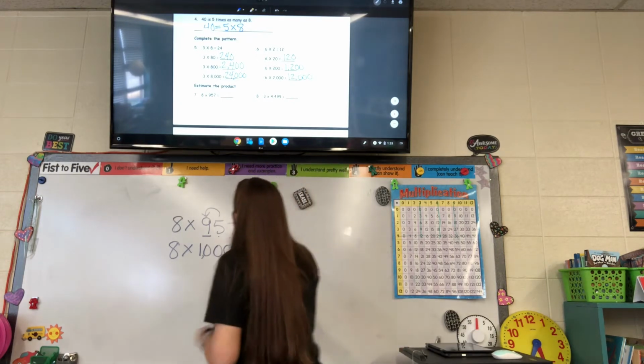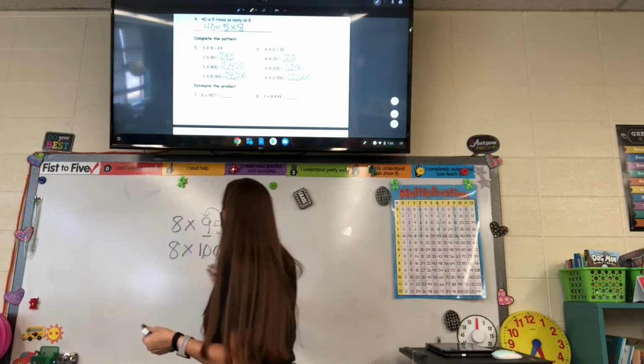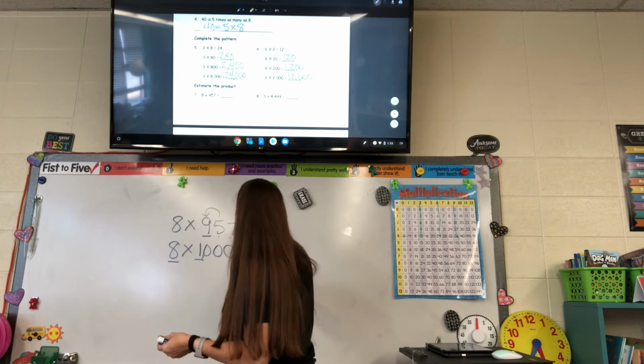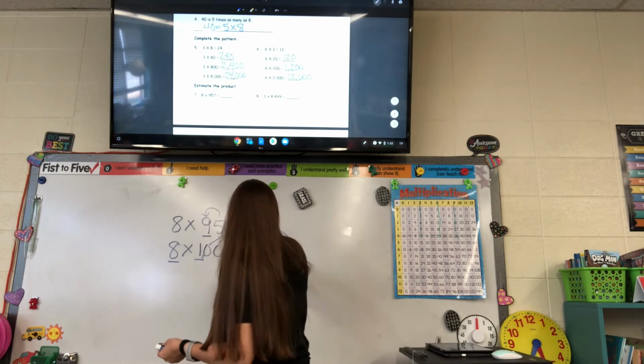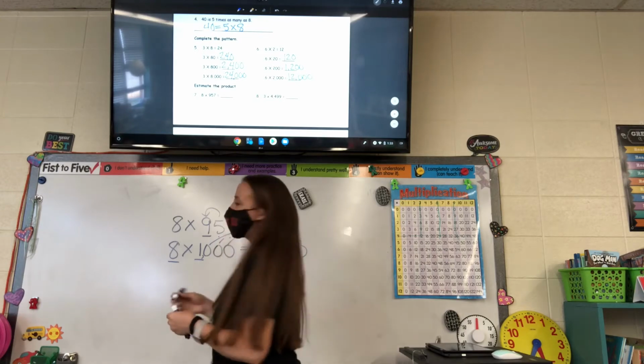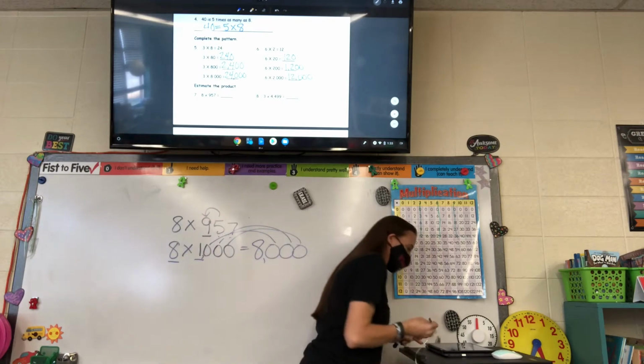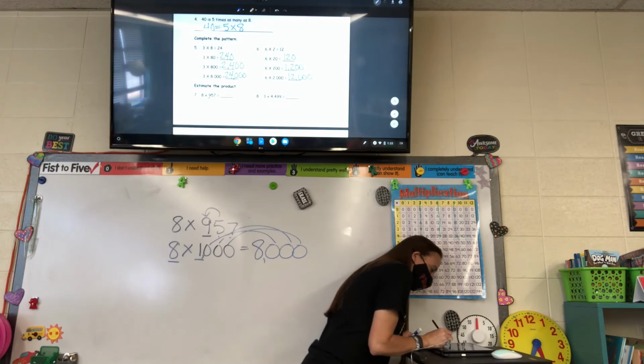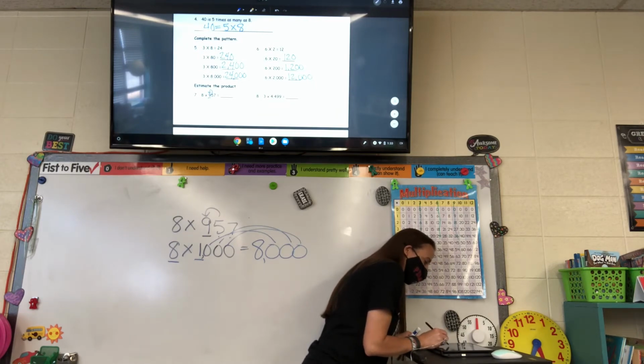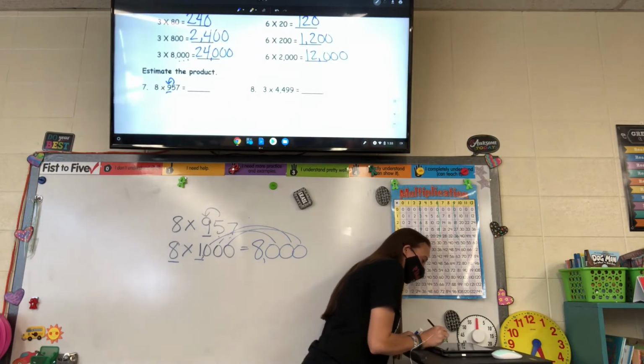Okay. All right, so 8 times 1,000, our basic fact, 8 times 1 is 8. And then we bring over 1, 2, 3 zeros. 8,000. So the estimate is 8,000. Okay, so on your paper, make sure that you underline the 9, draw an arrow from the 5 to the 9 so you remember that the 5 tells the 9 to go up to a 10, the 5 and the 7 become zeros, and then we do 8 times 1,000 gives us 8,000, and then we're going to write 8,000 again on the line because that's our estimate.